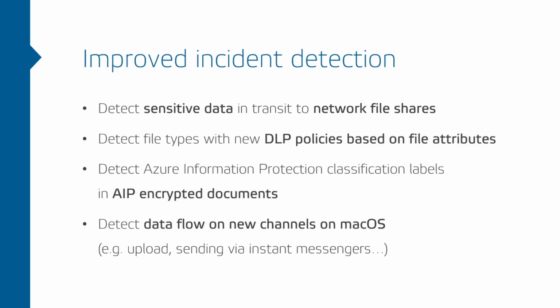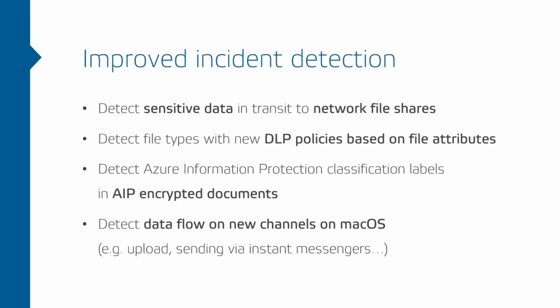So we are adding sensitive data detection for outgoing data to network file shares. This was something that many of you were asking for. Finally, I can tell you that it's here. In case you are copying data to network file shares, we will be able to scan them for sensitive information and include this within the log of the operation. And in case you want to protect this, you can of course create policies for this.